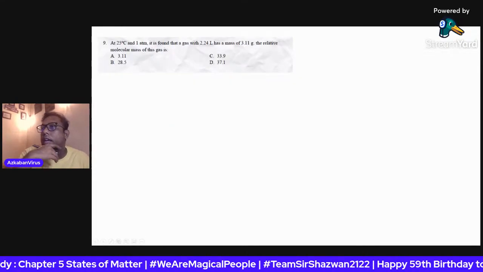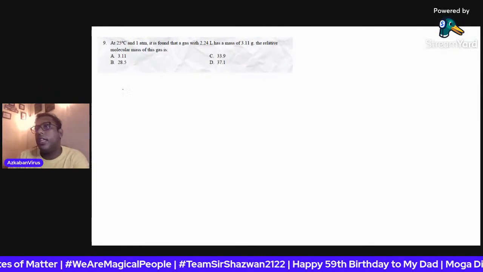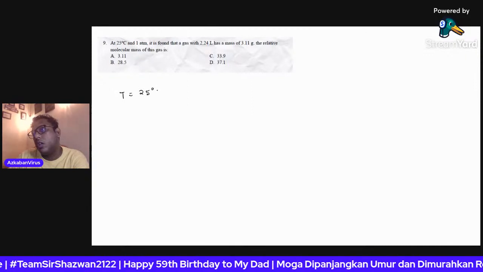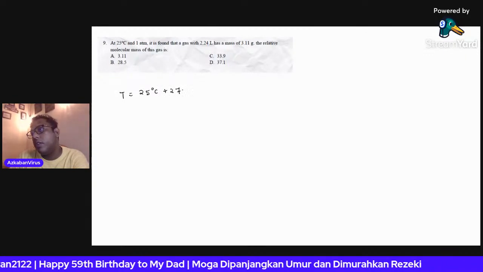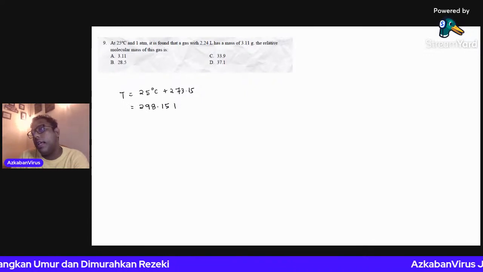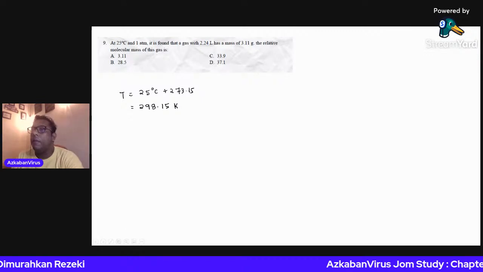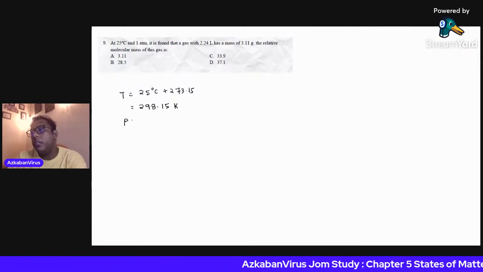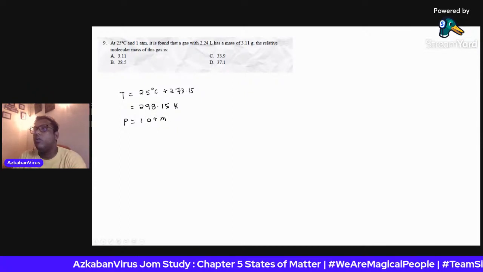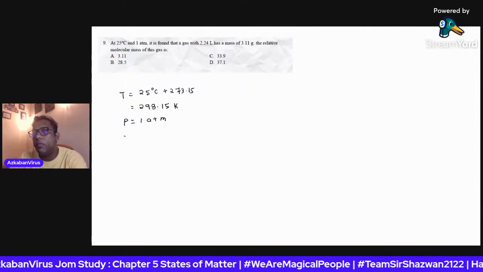Soalan berikutnya. At 25 degrees Celsius, given T is equal to 25 degrees Celsius tambah 273.15, which is equal to 298.15 Kelvin. Okay. And 1 atm, pressure is equal to 1 atm. It is found that the gas with 2.24 liter, so volume adalah 2.24 liter.